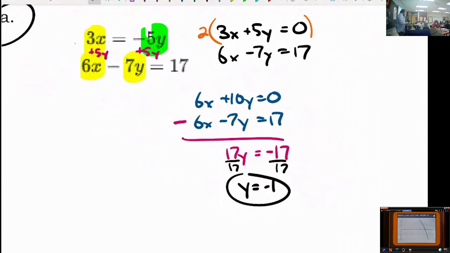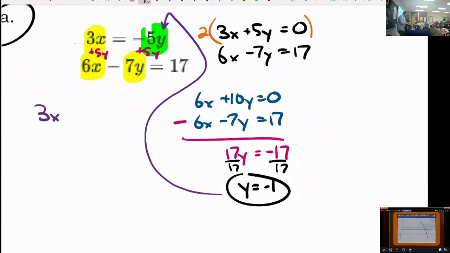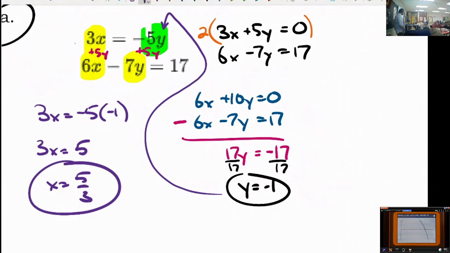We're almost there, but we still have some work to do on this one. Let's take y and plug it into the top equation. The top equation is pretty simple. This will leave us with 3x equals negative 5 times negative 1, which means that 3x is equal to positive 5, which means x is 5 divided by 3, about 1.6.